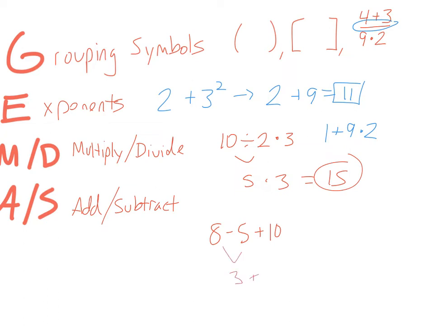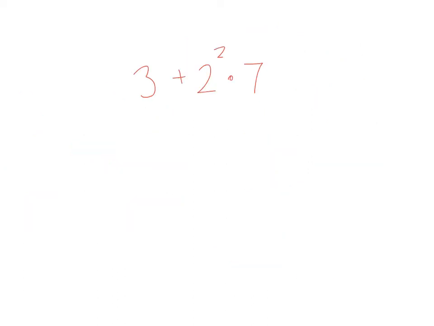It's 3, and then you add your 10, and what do you get? 13. All right, so let's try this problem out: 3 plus 2 squared times 7. Okay, order of operations. So PEMDAS, right? No, GEMDAS. So G, any grouping symbols, parentheses, brackets, or fraction bars?